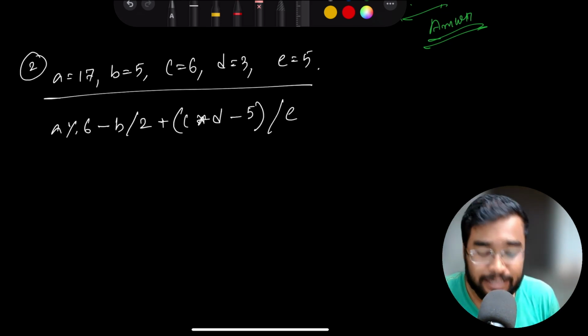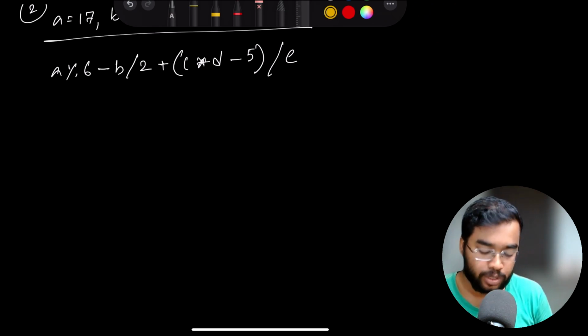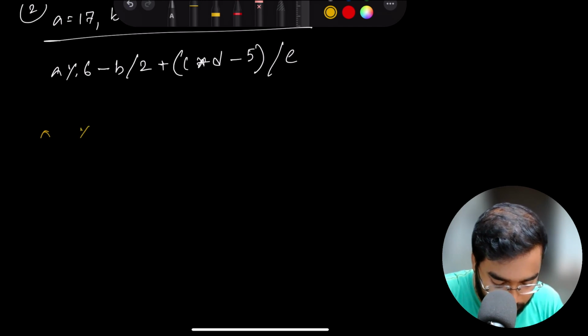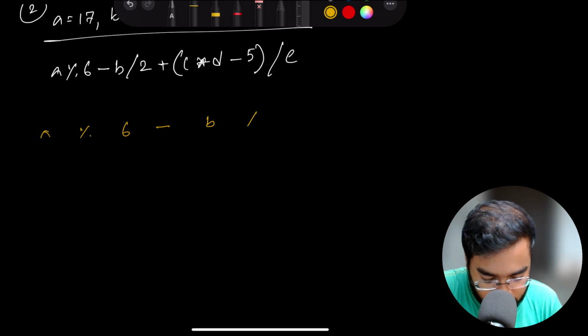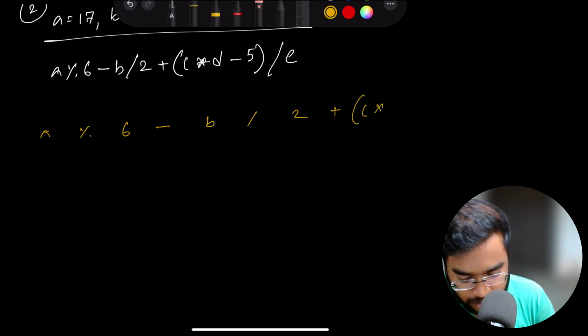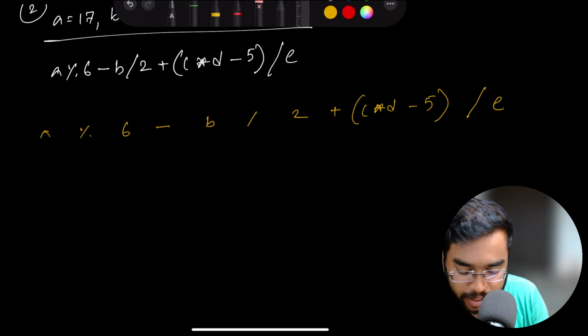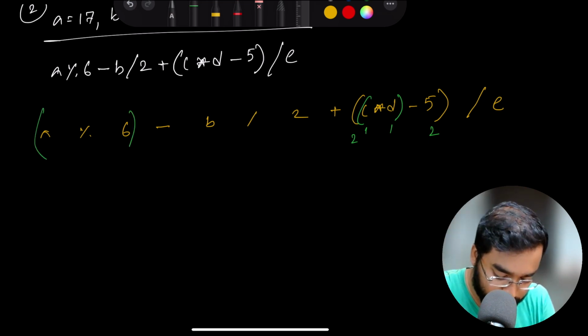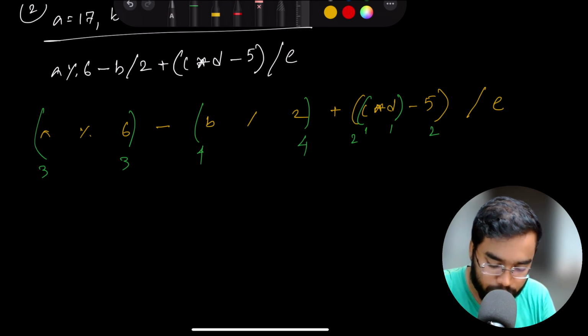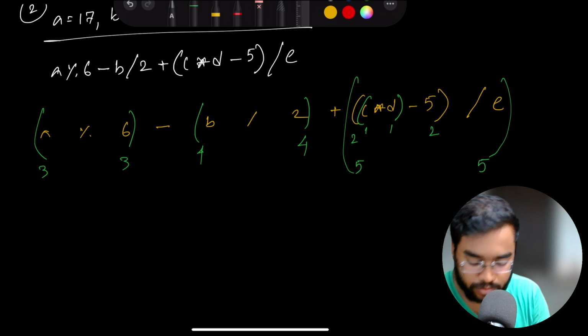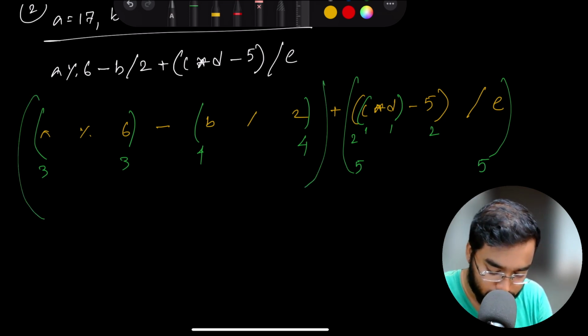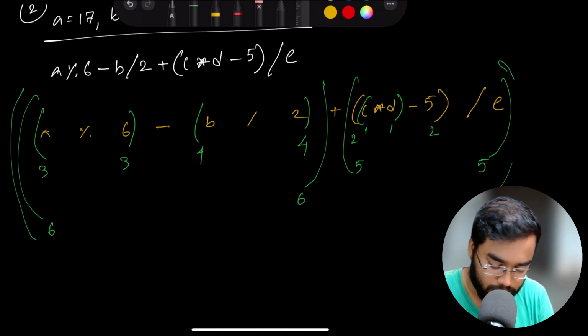So here is another question, and we need to write it separately so that we can bracket it out. A modulus 6 minus B divided by 2 plus C asterisk D minus 5. We need to bracket them. In this bracket, obviously C plus D would be evaluated first, and then here it is 2, and then obviously left to right, so this would be 3, this would be 4, this would be 5, this would be 6, and this would be 7.